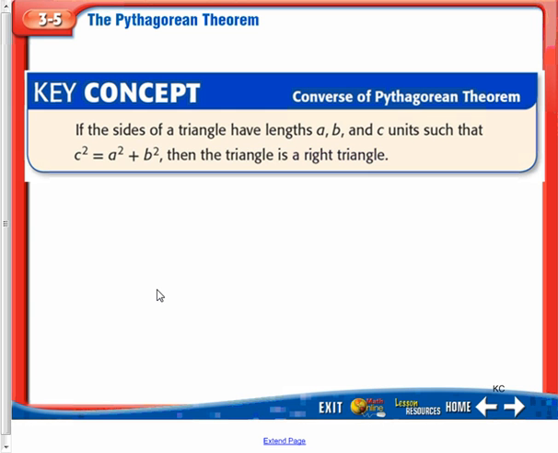So this is where we start talking about a converse. If the sides of a triangle have lengths A, B, and C units such that we plug them all into the Pythagorean theorem and it works, then the triangle is a right triangle. However, if I give you 3 values for A, B, and C and you plug them in and it doesn't work, then you know that it's not a right triangle and it must be some other form of a triangle. So we know that it's not a right or 90-degree triangle.